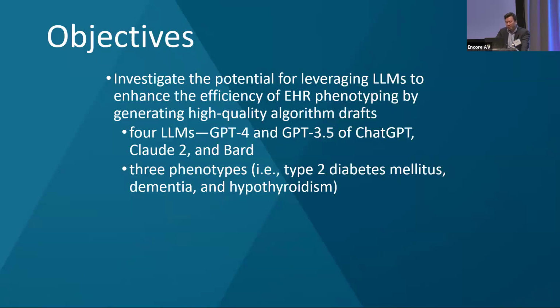performance. And we pick 3 different phenotype algorithms. We pick type 2 diabetes, dementia, and hypothyroidism. We didn't compare that to any pediatric phenotype. The reason is I think pediatric phenotype has been understudied. We don't have a gold standard pediatric phenotype algorithm available for us to compare.